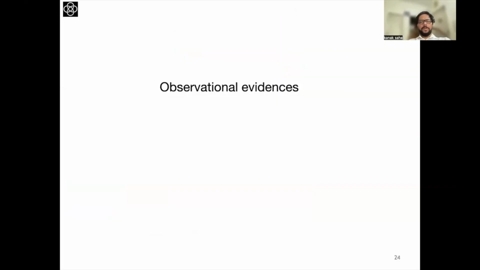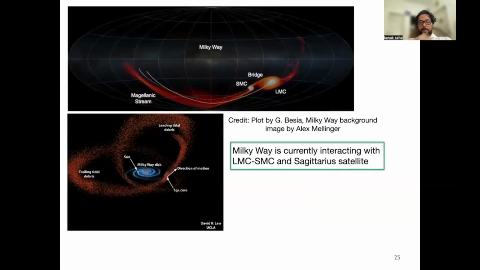Let's look at the observational evidence now. The Milky Way galaxy, you can see, is in this map here, with the LMC and SMC and the Magellanic Stream. The Milky Way is also currently interacting with the Sagittarius satellite. So the Milky Way is currently interacting with the LMC, SMC, and the Sagittarius satellite.